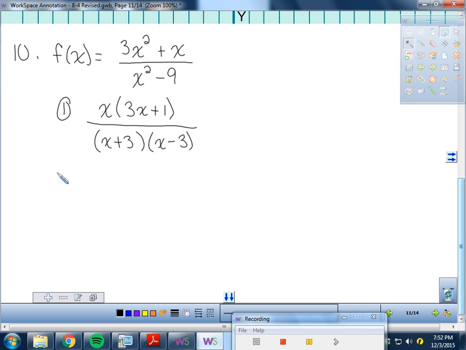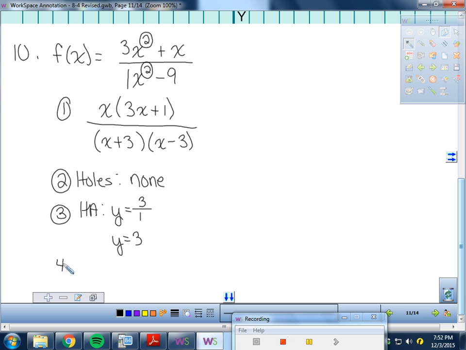Step 2, we're going to look to see if we have any holes. So remember, in order to have a hole, you have to have a common factor between the top and the bottom, and we do not, so no holes. Step 3 is horizontal asymptote. So I compare my degrees. The degree of the top is 2. The degree of the bottom is 2. And when that's the case, it's y equals leading coefficient of the top divided by leading coefficient of the bottom. 3 divided by 1 is 3.